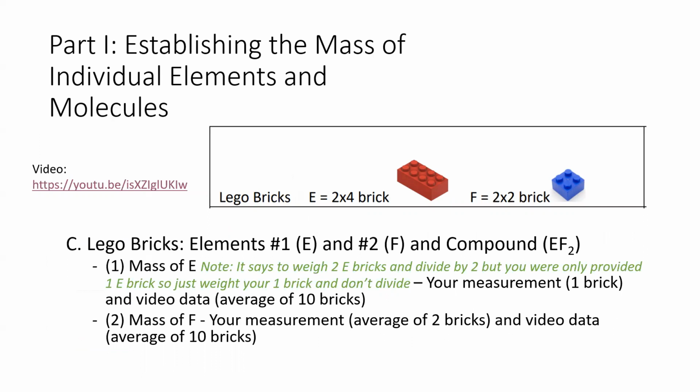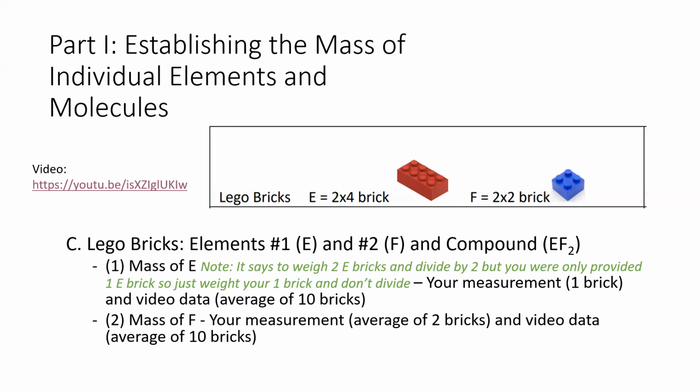You were provided 3 Lego bricks, 1 E brick and 2 F bricks. They're named E and F based on the number of pegs on the Lego brick, right? The one that is shown in red here has 8, so it was E for 8, and then we have the one that's shown in blue, which has 4, so F for 4. You should have, again, 1 E brick and 2 F bricks, but the colors may vary in your kit. However, the mass will not vary, so don't worry about the color of your individual Lego bricks.